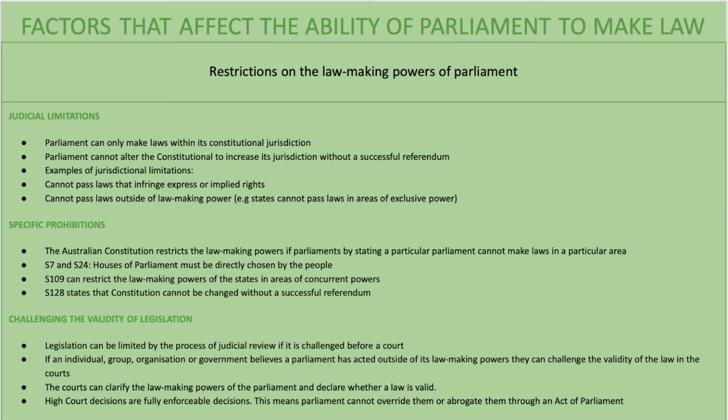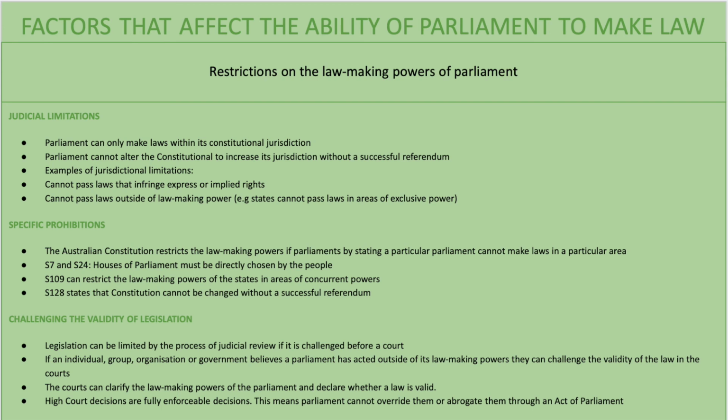Specific prohibitions. The Australian Constitution restricts the lawmaking powers of parliaments by stating a particular parliament cannot make laws in a particular area. I have included 3 examples below. Challenging the validity of legislation. Legislation can be limited by the process of judicial review if challenged before a court.